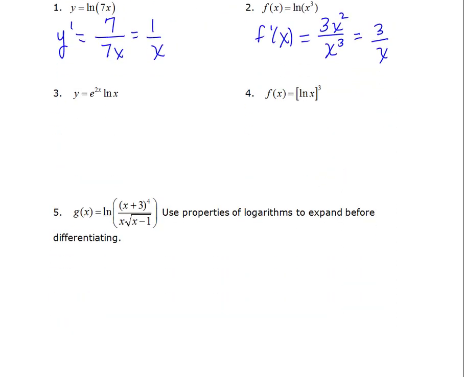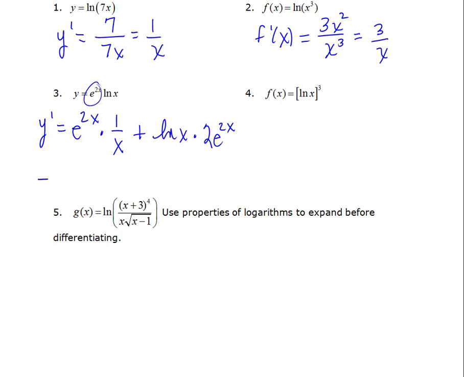This next one right here is the product rule. Y prime equals e to the 2x, the first, times the derivative of the second, which is 1 over x, plus the second, natural log of x, times the derivative of the first, which is e to the 2x, so the derivative of that is going to be 2e to the 2x.